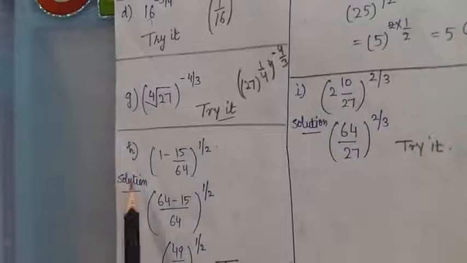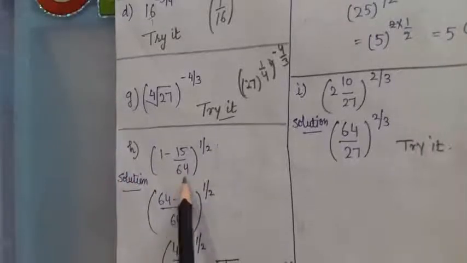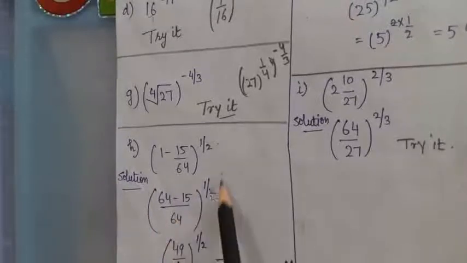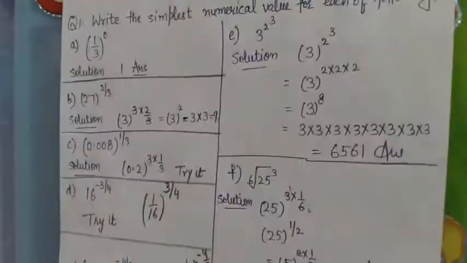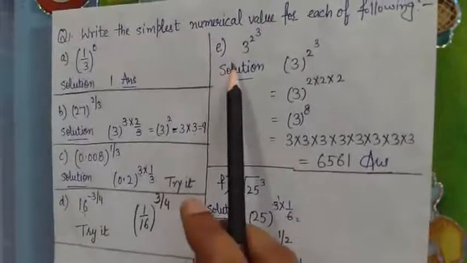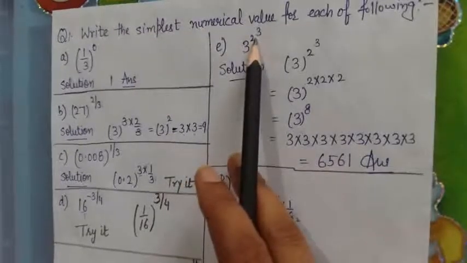Next, H part. Here in the bracket is 1 minus 15/64. First of all take the LCM, and the power 1/2 will be as it is. Afterwards make the factors, or you can say make the perfect square. Clear? So try yourself.